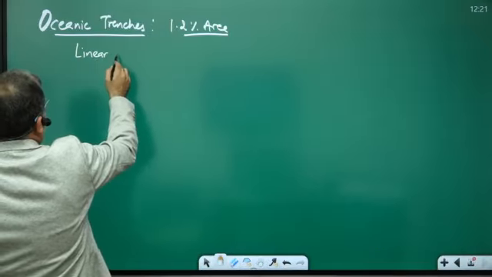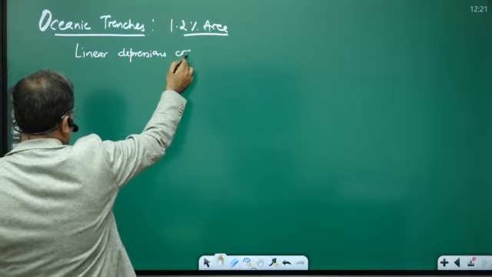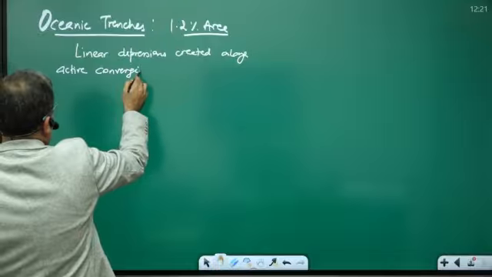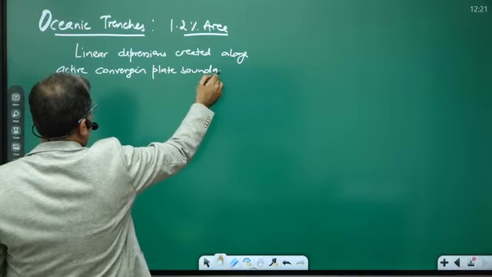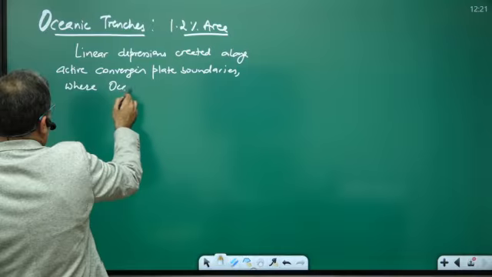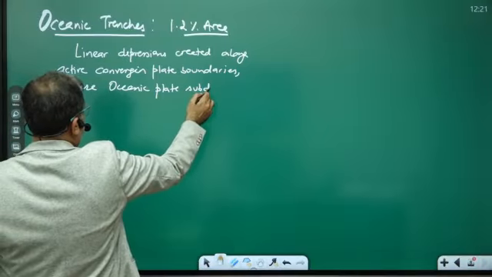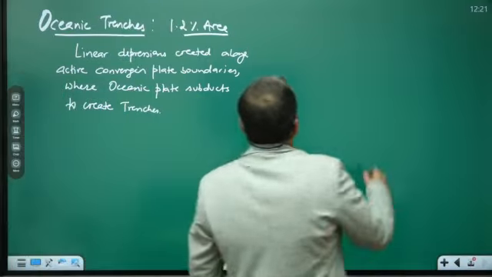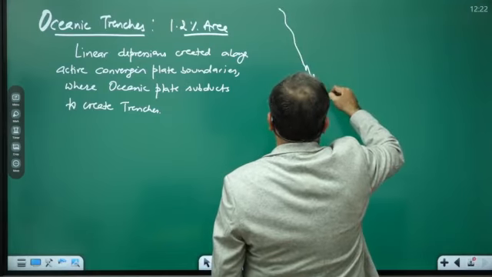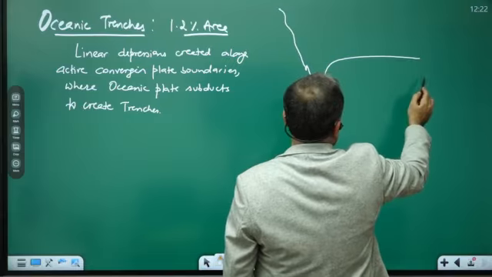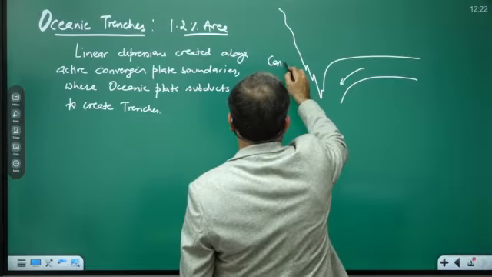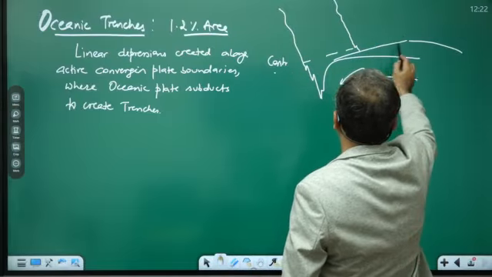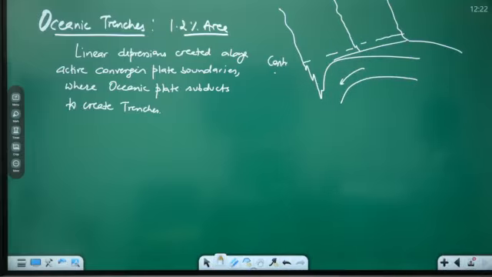Linear depressions created along active converging plate boundaries where oceanic plate subducts to create trenches. Generally, this is the continental plate and this is the oceanic plate. So this is where we have the trench going along. Do we get that? Linear depression.